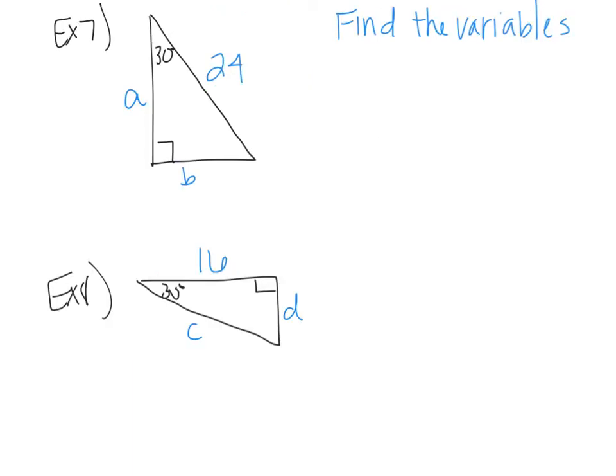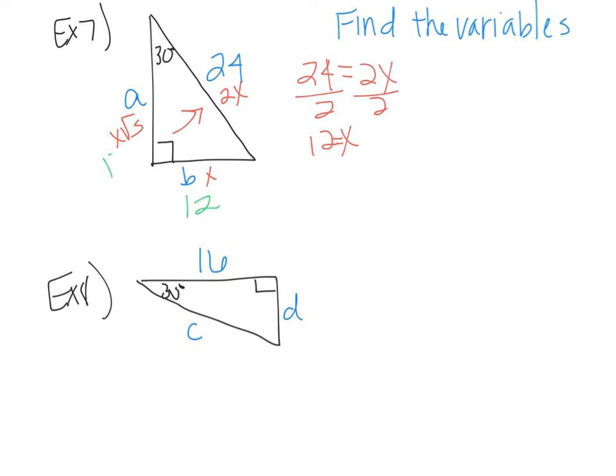Next one, another 30, 60, 90 triangle. We have the hypotenuse, which is 2x. We're looking for x, and we're looking for x square root 3. Well, since the hypotenuse is 24, I can set that equal to 2x, divide both sides by 2, and I get 12. So that means that this is 12, and this is 12 square root 3. That should be 3, not a 5.